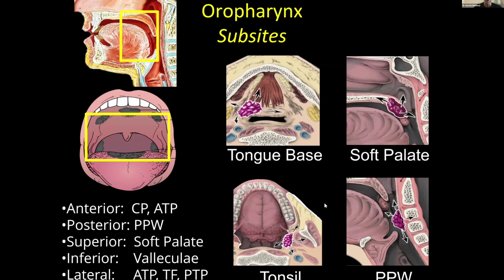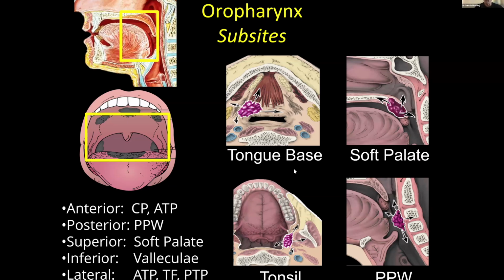The posterior margin of the oropharynx is going to be formed by the posterior pharyngeal wall. The superior margin is going to be formed by the soft palate. The inferior portion is going to be formed by these two little areas right here, which are the vallecula. And technically, there's a little fold of tissue that goes from the pharynx to the epiglottis, which is called the pharyngoepiglottic fold. So that's actually the inferior margin of the oropharynx. And then laterally, it's going to be formed by the various components of the tonsils.